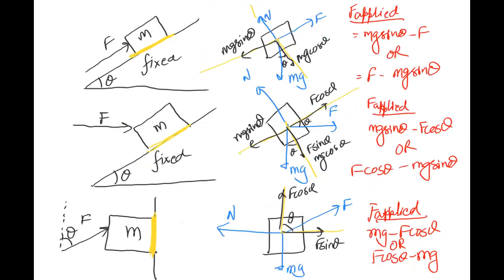यहाँ पे n will be equal to mg cos theta. यहाँ पे n will be equal to f sin theta plus mg cos theta, and here n will be equal to f sin. ये आया सबको आंसर, छह आंसर आए सबके। Right. Okay. Good.